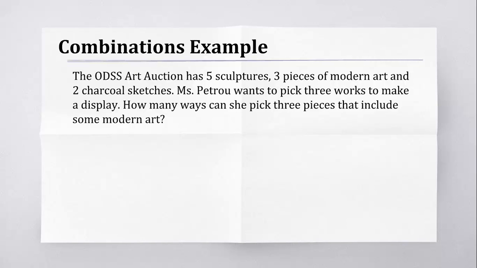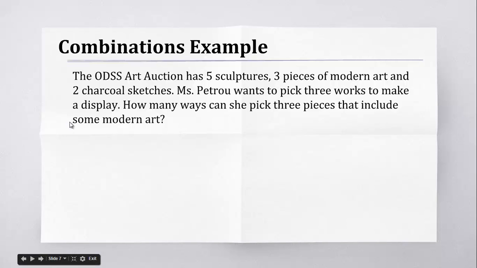This is not to do with Pascal's triangle. This is just a combination question. ODSS art auction has 5 sculptures: 3 pieces of modern art and 2 charcoal sketches. Miss Petra wants to pick 3 works to make a display. How many ways can she pick 3 pieces that include some modern art?